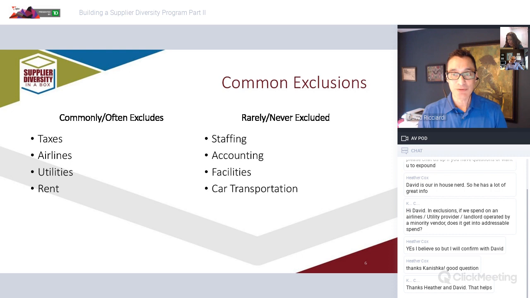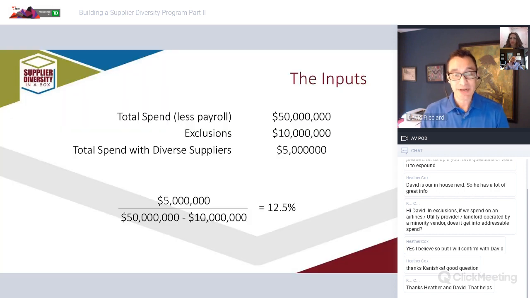So really, it comes down to you and your company and looking at your footprint and your market, determining what you are going to exclude and what you're not going to exclude. But once you have that list of exclusions, then you can go back to your math and say, all right, I've got 50 million. But when I've looked at everything, I'm excluding 10 million that I really have no opportunity to spend with a diverse vendor. And then I've got that 5 million still with diverse spend. But when I do the math and I take out the 10 million, instead of 10% diverse spend, I've got 12.5% diverse spend. So the concept of exclusions is something that's very important when you do these calculations.